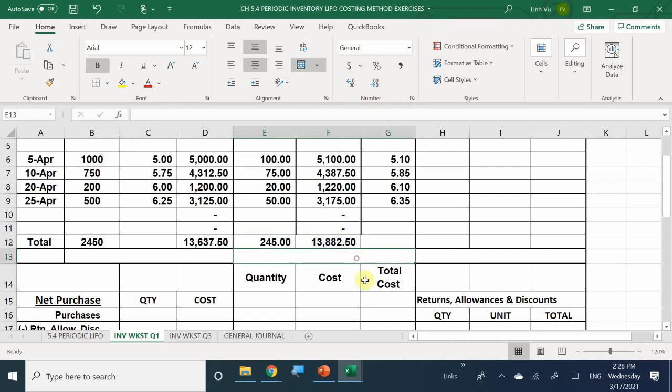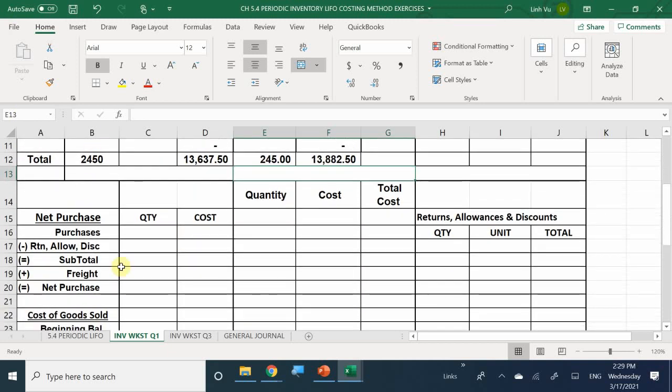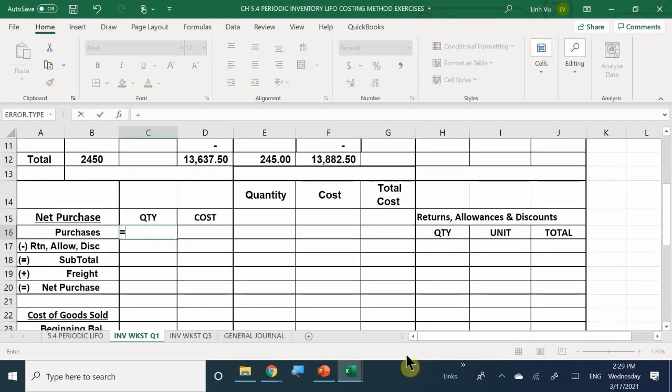All right. So now that I have this piece of information, these are my net purchases. So let's go ahead and plug it into this column right here. So once again, what was the total quantity that I bought? The 2,450. 2,450. And how much did it cost me just to buy those items? The 13,882.50. That's including freight. Oh, it's including freight. Okay.